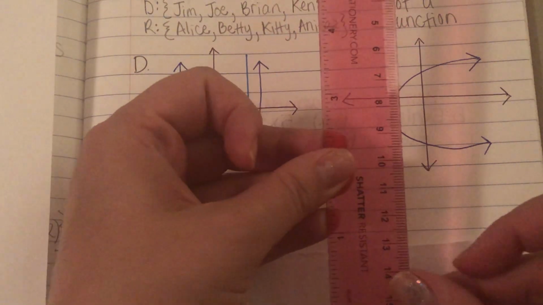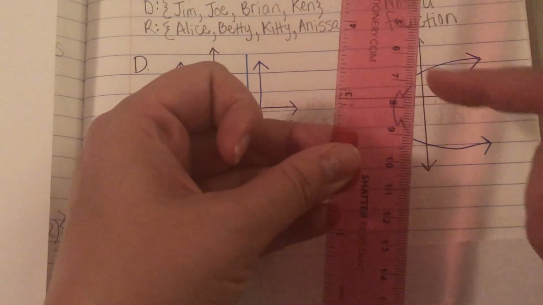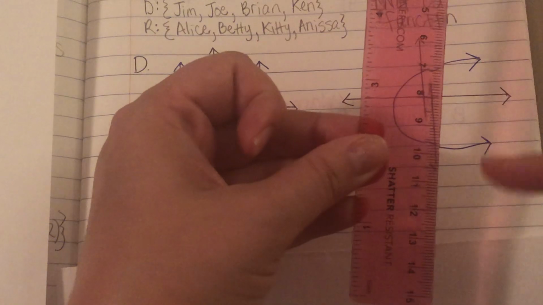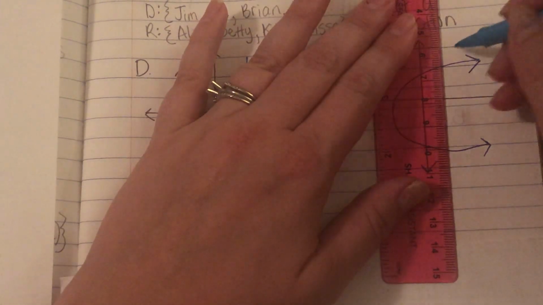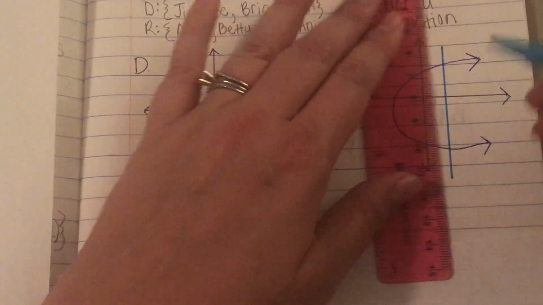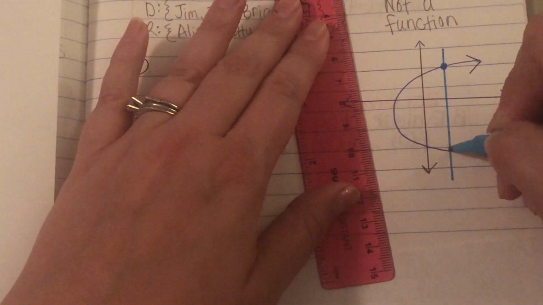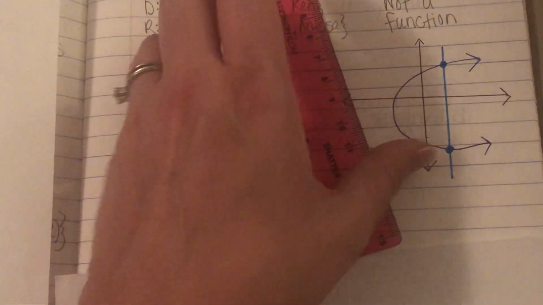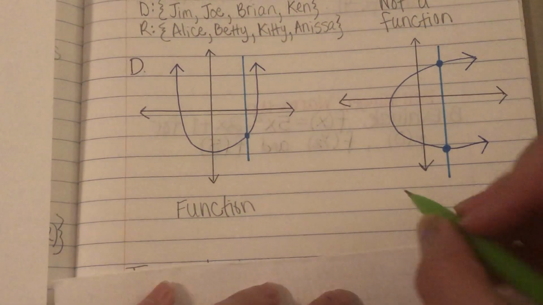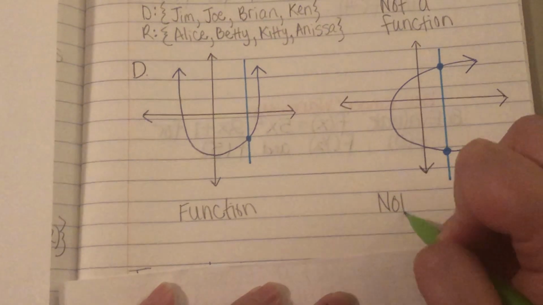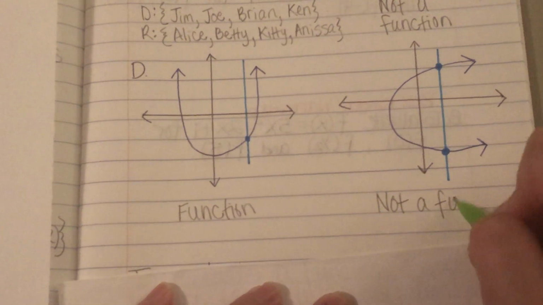All right, same thing over here. If I put it up, it's going to touch here and here. So anywhere that I put my ruler down and create my vertical line, notice it's touching the graph there and it's touching the graph there. Because I have 2 touches of my vertical line, this is not a function.